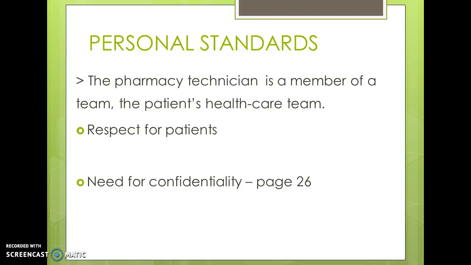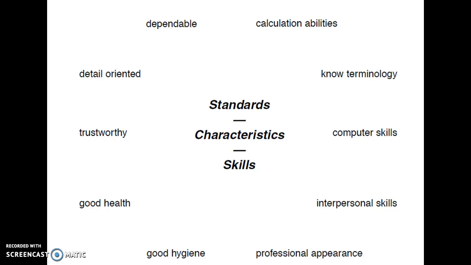On page 26 of the book, there is a great need for confidentiality. And we're going to talk in detail about what law covers that particular requirement. And again, making and having a personal inventory. And we're going to touch base on that in a few moments. So what is a personal inventory? Well, these are qualities that a pharmacy technician must have in order to perform their scope of practice properly. They must be dependable.